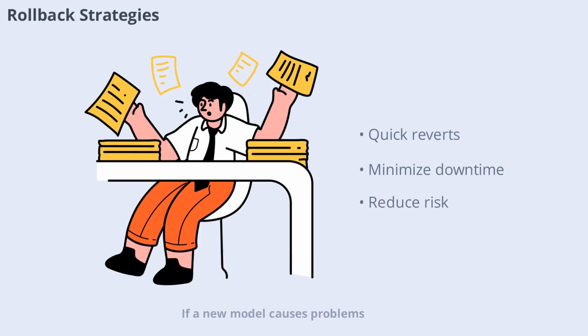If a new model causes problems, rollback strategies allow teams to quickly revert to a previous version. Automated rollback mechanisms minimize downtime and reduce risk, ensuring that AI systems remain reliable.